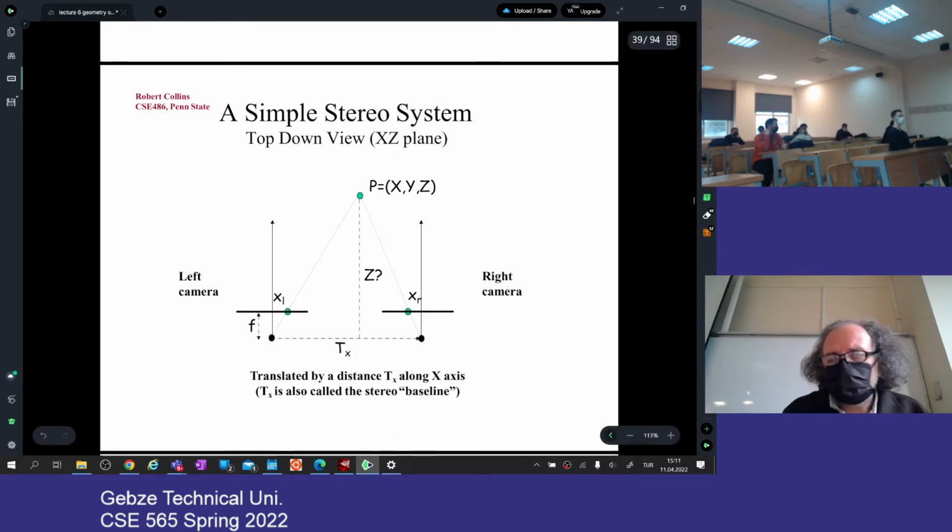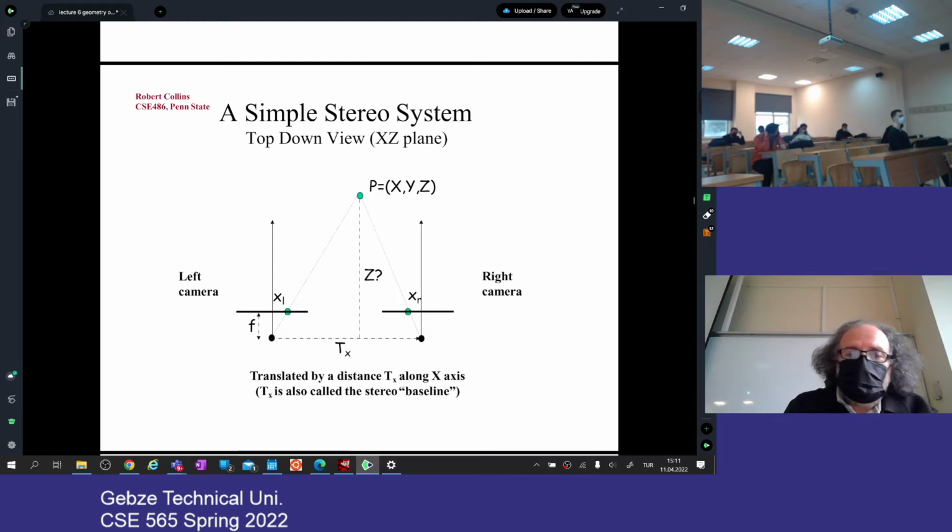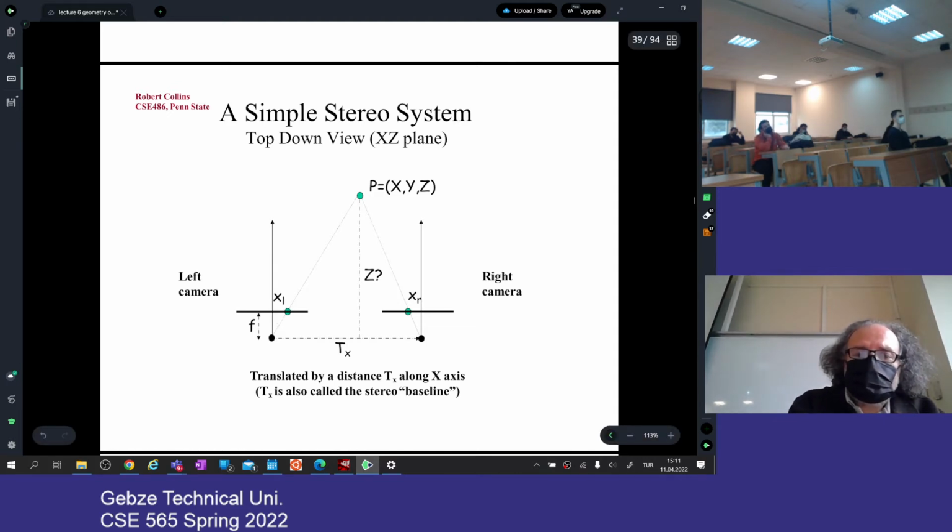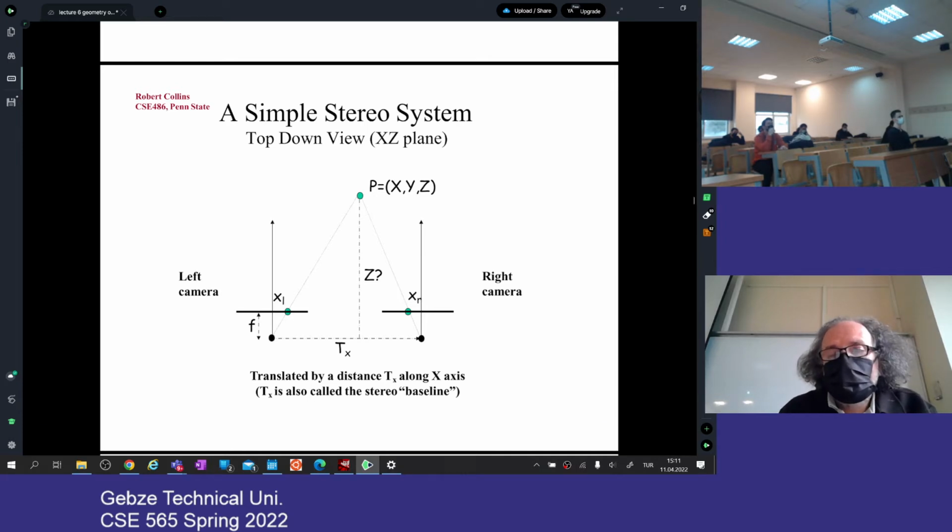Okay, so there is a tx difference. This is 0, 0, 0. This is tx, 0, 0. And this is my P point, x y z. Okay, I know this xl, I know this xr. They correspond to each other, I know that. And I am trying to estimate this z, but it shouldn't be that difficult, right?